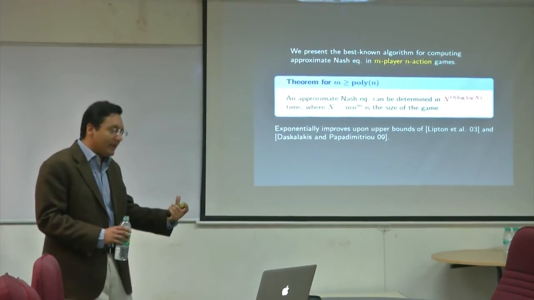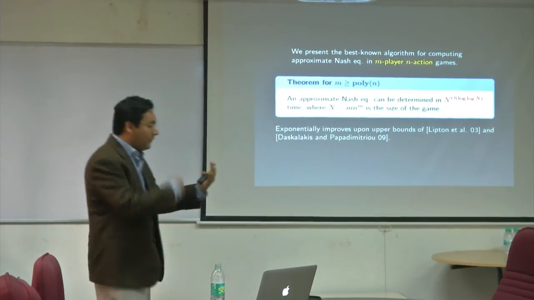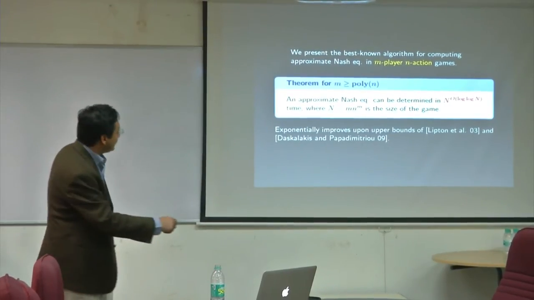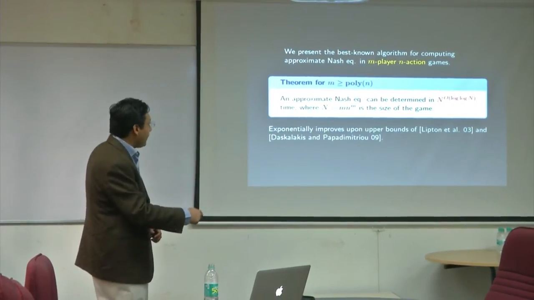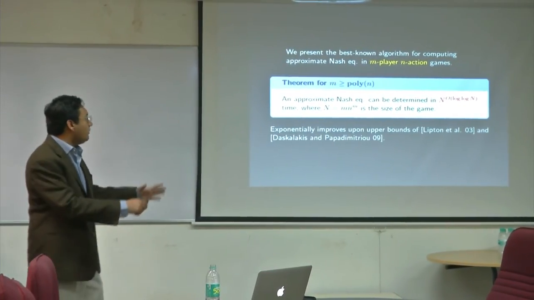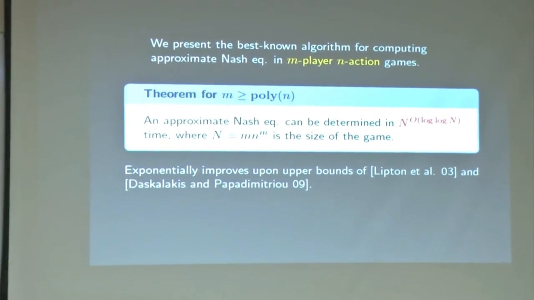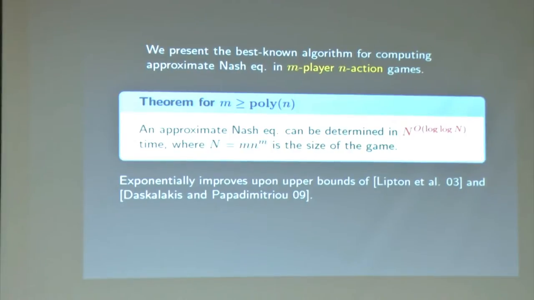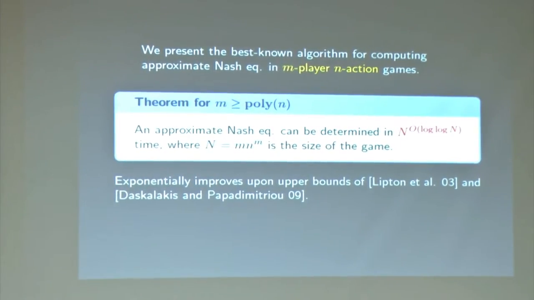So I have m players, each player has n actions, so I have this m-tuple with n possible choices for each coordinate. The number of action profiles is n to the m, and for each action profile I have m possible utilities, one for each of the players. The input size of such a game is capital N. And what we show is that one can find an approximate Nash equilibrium for these large games in time capital N to the log log. The dependence on epsilon is polynomial.